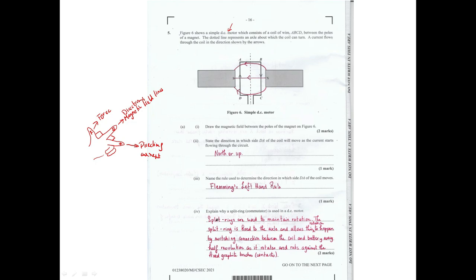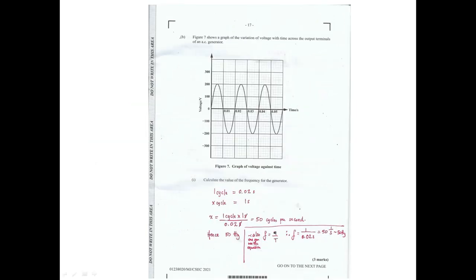Well, split rings are used to maintain rotation. And the split ring is fixed to the axle and allows this rotation to happen by switching connections between the coil and the battery every half revolution as it rotates and rubs against the fixed graphite brushes, better known as contacts. So I hope this was sufficient enough for 2 marks.